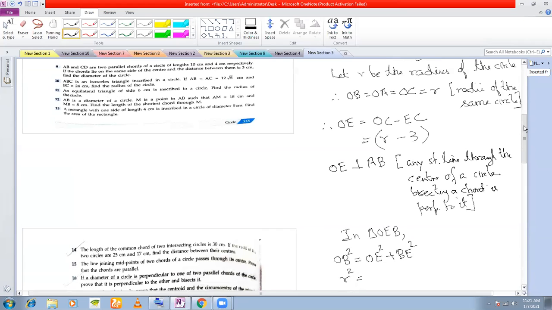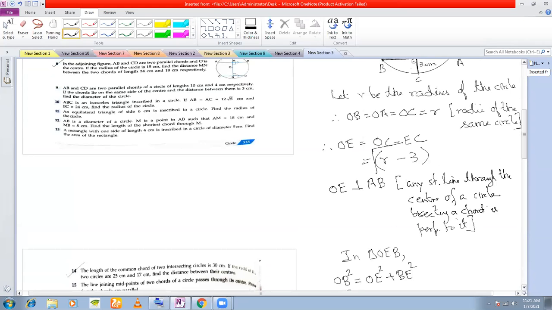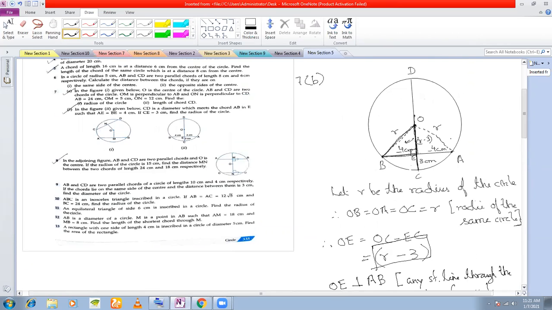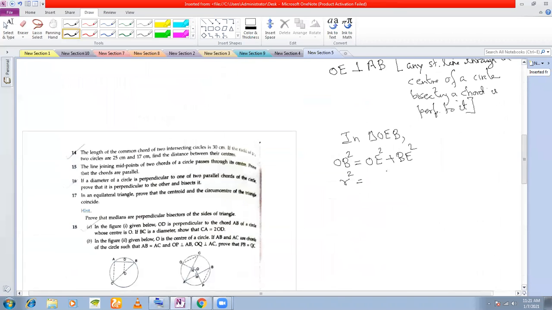OE length we have found out here. How much is OE? OE is r minus 3. This length here, r minus 3. And this length BE is 4. So therefore, r minus 3 square plus 4 square. We solve this equation to find out r.